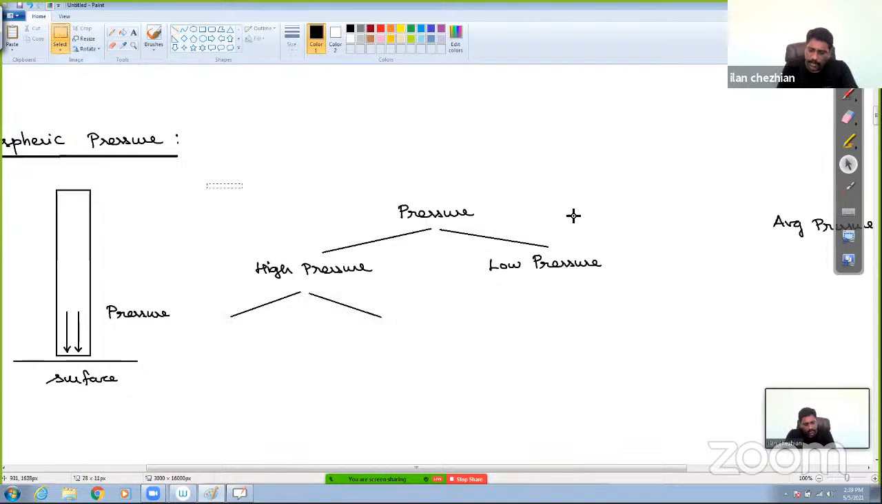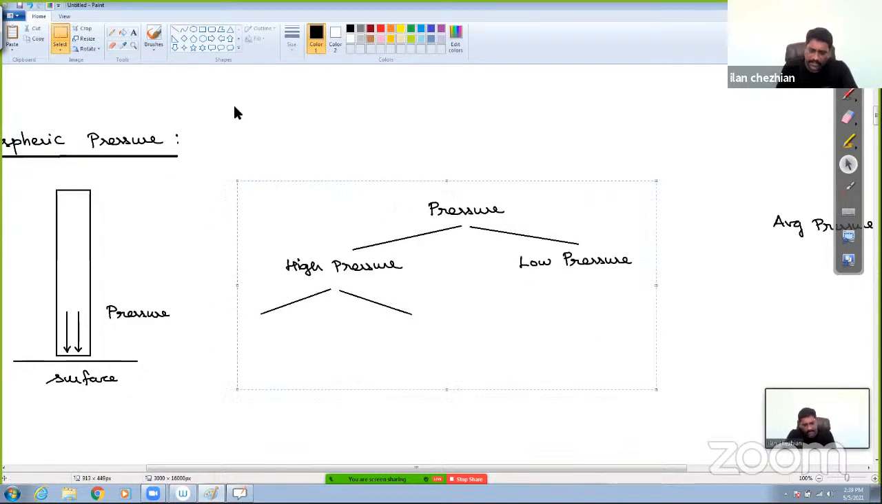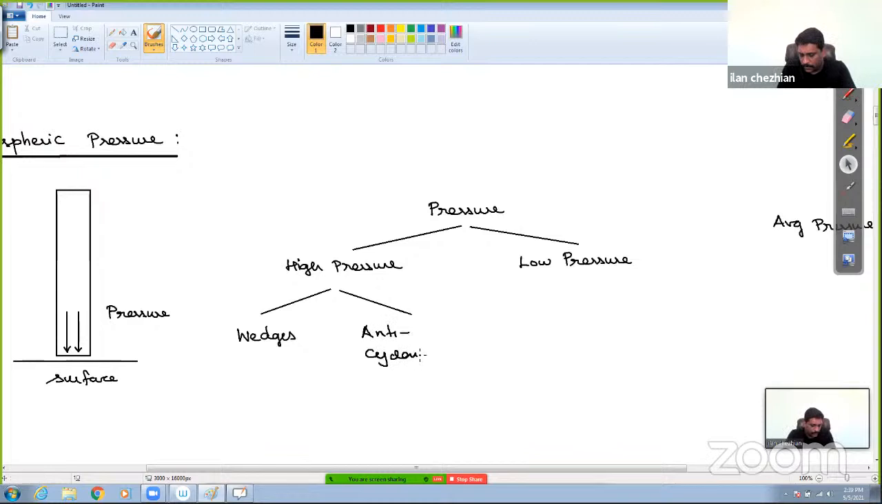We have at least 2 types of high pressure, my friend. If the high pressure is very large in size and not so intense, we call them wedges. If it is very small in size and very intense, we call them anticyclones, my friend.